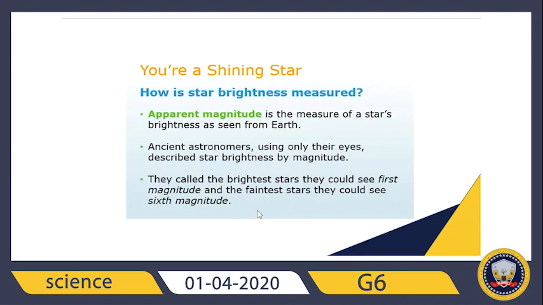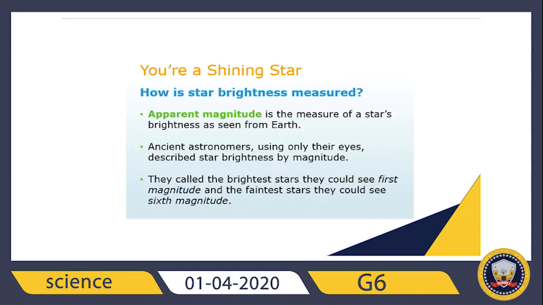So we have the scale here according to the ancient astronomers, starting from first magnitude to the sixth magnitude. The first magnitude represents the brightest stars, while the sixth magnitude represents the faintest stars.